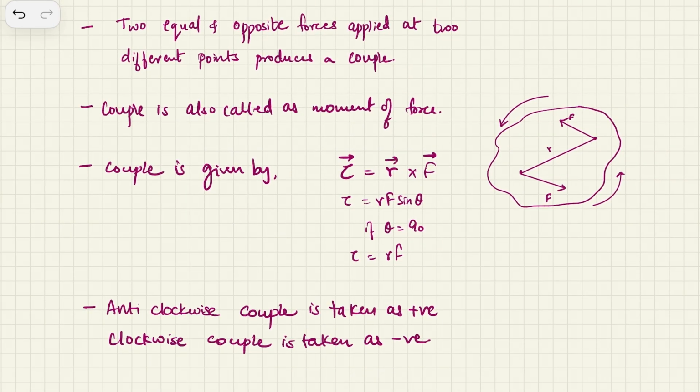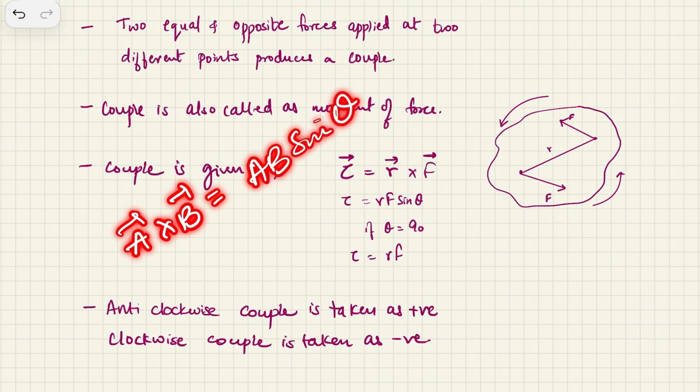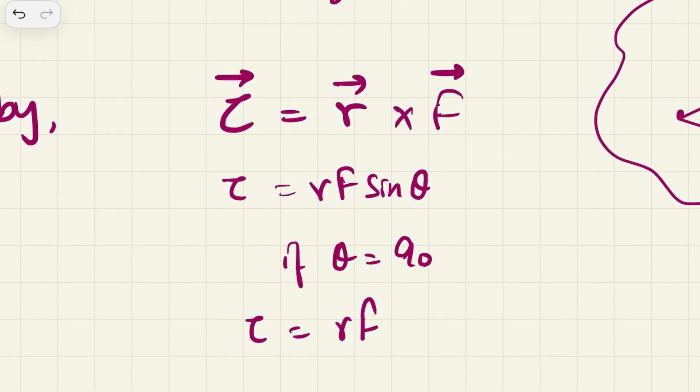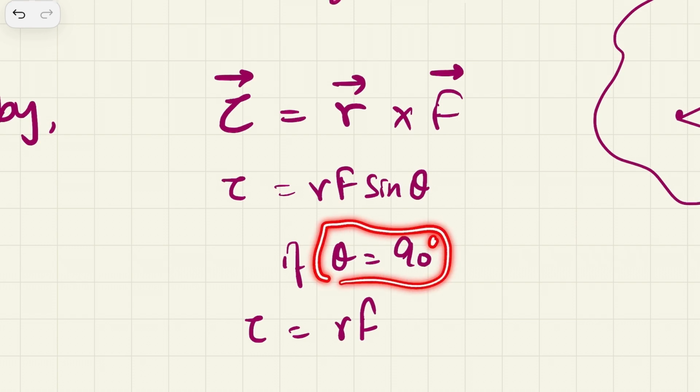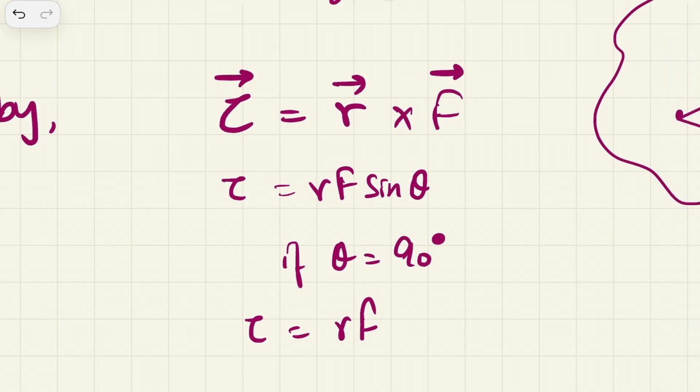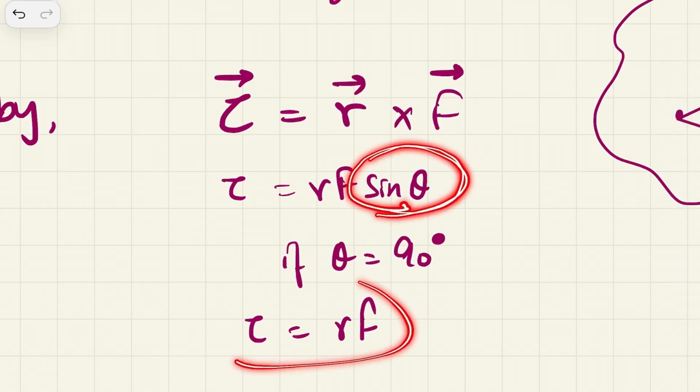As you know, a cross b is ab sin theta, so r cross F gives rF sin theta. So torque is equal to rF sin theta. If theta is equal to 90 degrees, then sin 90 is 1, and you just write torque is equal to r into F.